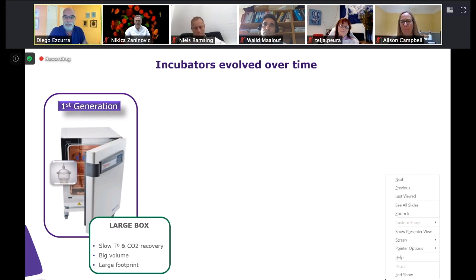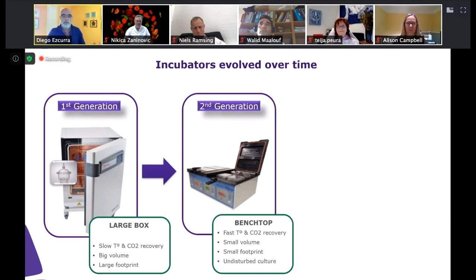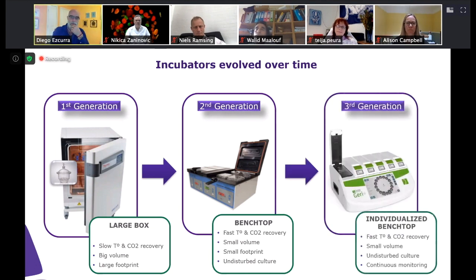Then some other technologies came, like we're going to see now, the second generation, thinking with good common sense about how we can improve this. Reduce the size, have individual chambers. In this particular case, the Mink incubator generated by Genea, was thinking about how you can add humidity too. And then came the third generation, which is what we're talking about now. Everything evolves, and we need to think about how things evolve for the future.